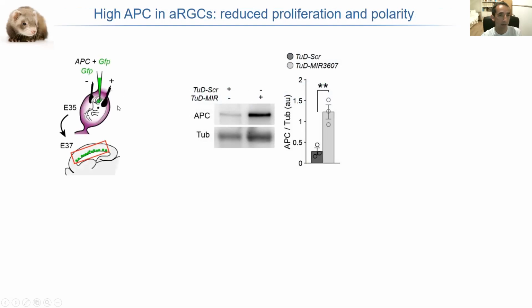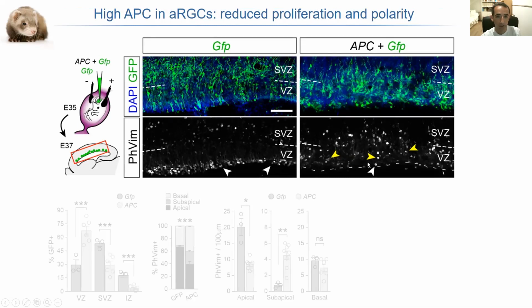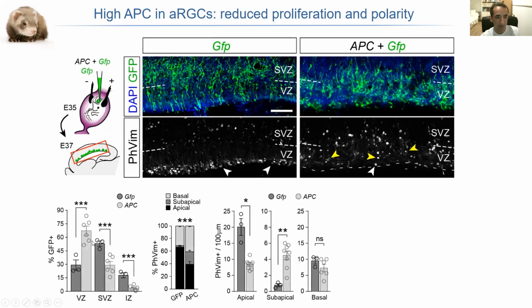We, in this case, electroporated our ferret embryos to overexpress APC, with the hope that we might find a similar phenotype as we have observed with the loss of function of the microRNA. And that's actually what happened. What we observed is that the location of GFP cells was again very much disturbed, and also the location of these mitotic cells. You can see here quantified a very massive accumulation of GFP cells in the ventricular zone and a very massive reduction of apical mitosis that were now localized in subapical positions. And actually, when we quantified this, we saw a very severe reduction in the total abundance of mitosis, a reduction in proliferation of these radial glia cells.